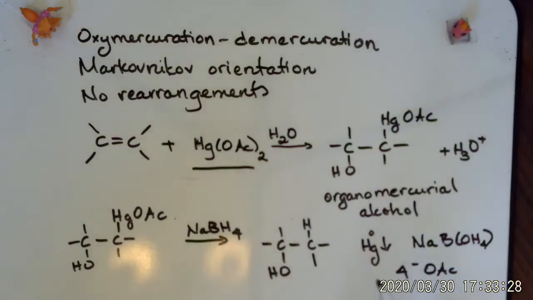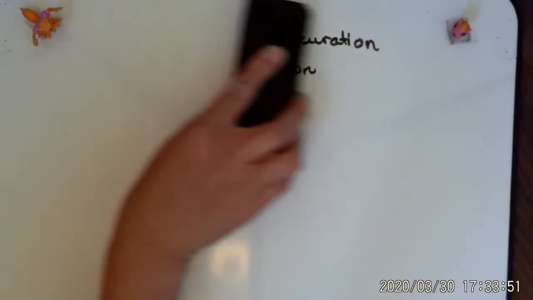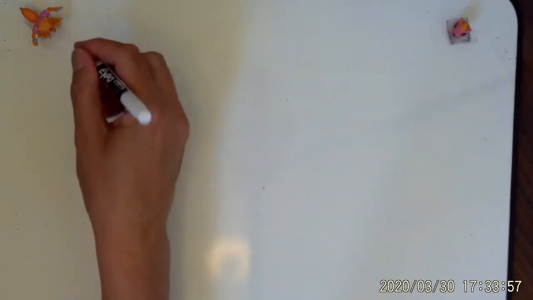You're going from the mercury 2 state down to 0. And you form your sodium borohydride, but it's not borohydride now, it's a hydroxide. It's B(OH) with the 4 on the outside here, and you have 4 acetates. So let's go through and talk about your mechanism here, and I'll show you at the same time your Markovnikov orientation.